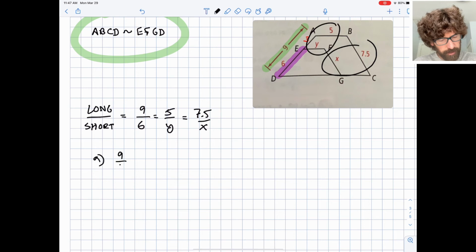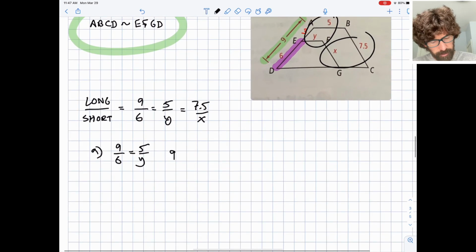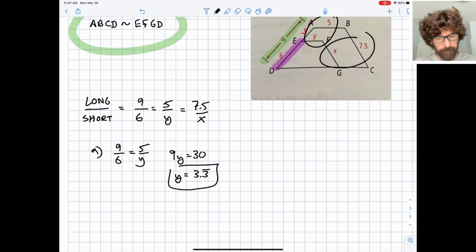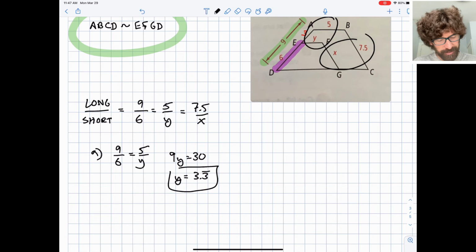So we can say 9 over 6 is 5 over y. Cross multiply and solve for y. So we have 9y equals 30. So y is equal to 3.3 repeating. And as a quick rough check, y needs to be smaller than 5, and it is. So that's a good way to check that.